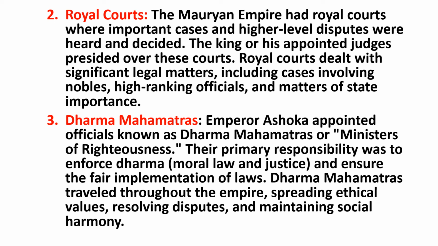Third one, Dharma Mahamatras. Emperor Ashoka appointed officials known as Dharma Mahamatras or ministers of righteousness. Their primary responsibility was to enforce Dharma and ensure the fair implementation of laws. Dharma Mahamatras traveled throughout the empire, spreading ethical values, resolving disputes, and maintaining social harmony.